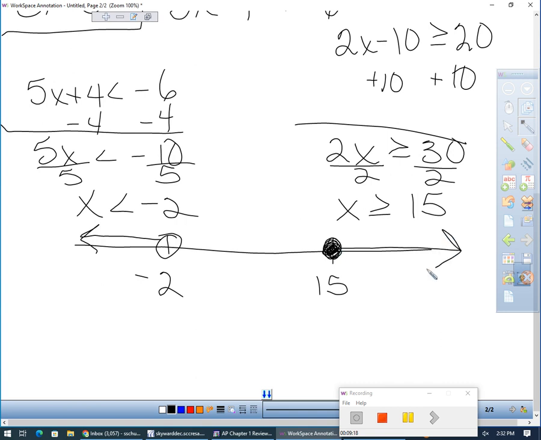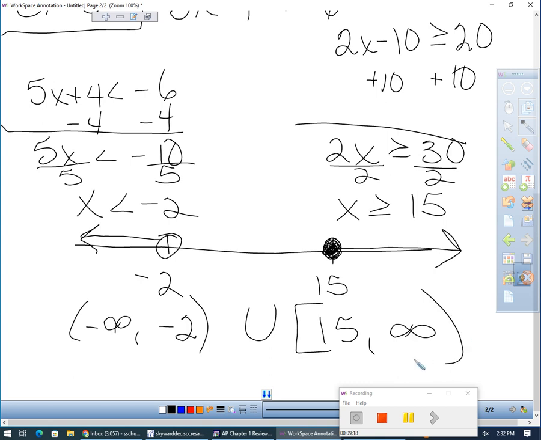Very good. Interval notation. Starts at this arrow, the negative infinity to negative 2. It's an open dot, so it's a parenthesis. We put a U in the middle. We start at the bracket for a closed dot, 15 to infinity. Are there any questions?